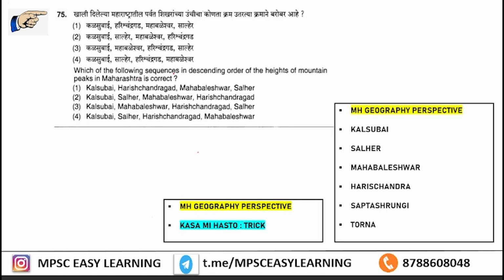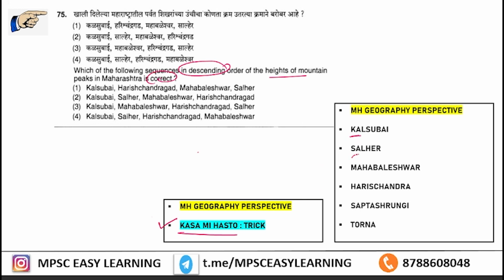Which of the following sequences in descending order of the heights of mountain peaks in Maharashtra is correct? Descending order पूछा है, ठीक है? Here I won't read the options. First, let me tell you the trick. So the trick to remember the descending order of the heights of mountain peaks in Maharashtra is Kasa Mi Hasto. What does this trick mean?